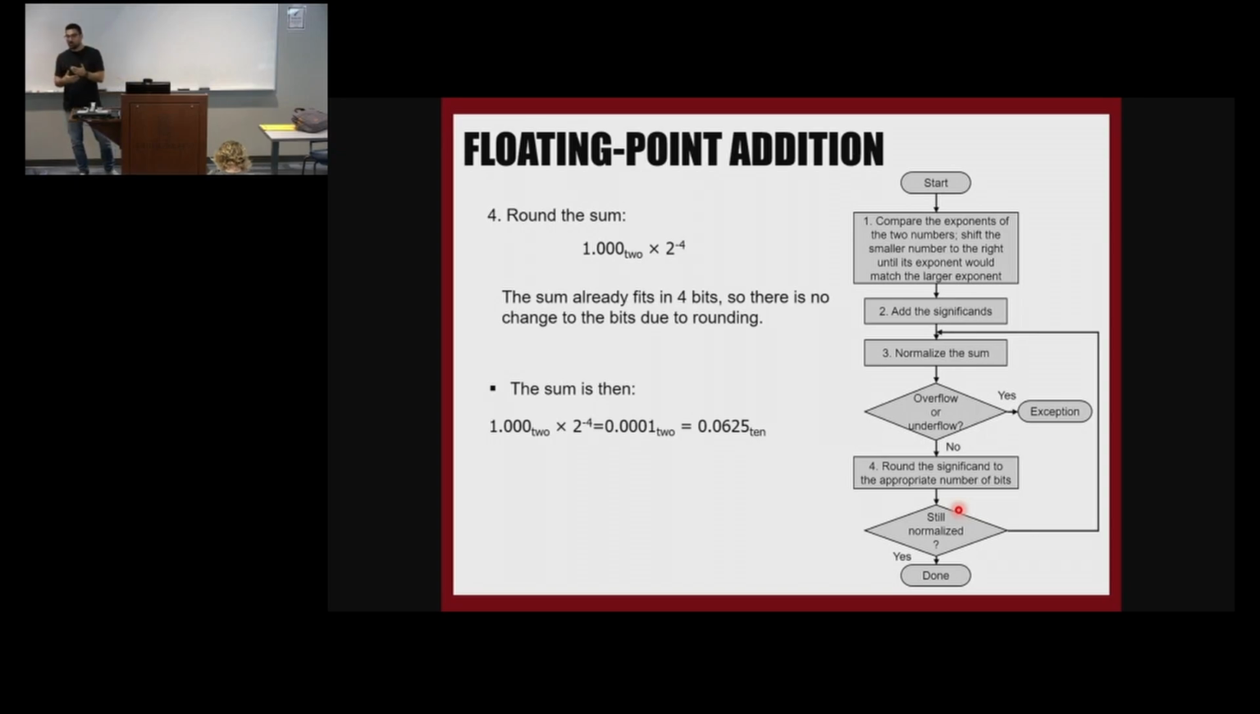Okay, what is the policy for rounding such numbers in floating point representation? In this case, we don't need it because it's already 4 bits, and we're good. And then we check if it's still normalized, which in this case it is, and we're done. Okay, and then we have the number. The result is 0.0625, which is the correct number. Any questions?